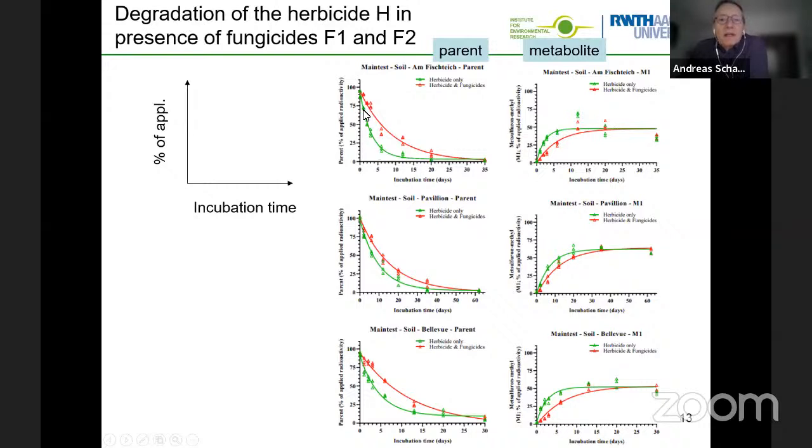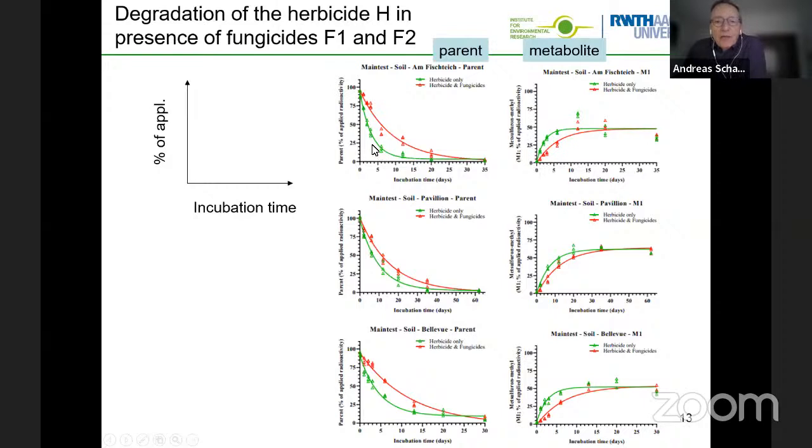And you see the herbicide alone is degraded, reflected by the green line, and the herbicide is degraded in presence of the fungicides much slower than the herbicide alone in 3 different soils, as you see here. And the same occurs for the formation of the main degradation product. It's faster formed when the herbicide alone is tested, and it's slower formed when the fungicides are present.